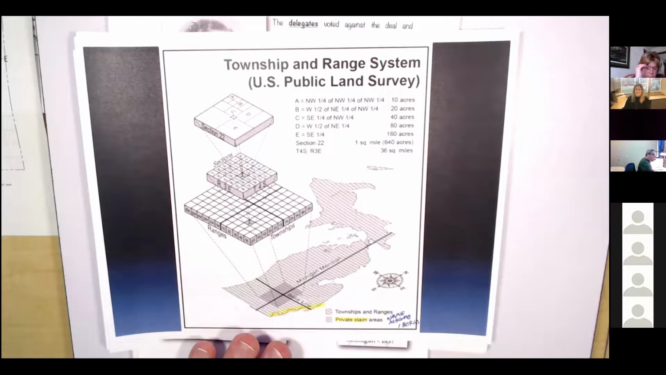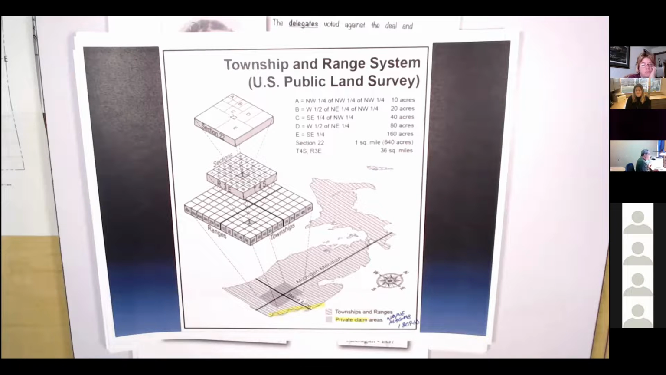But before we get there, we're going to zoom all the way out on describing land, and we're going to go into what is called the town and range. Every description that you see on a document should have a section number, a town, and a range. If it doesn't, it's really ambiguous.